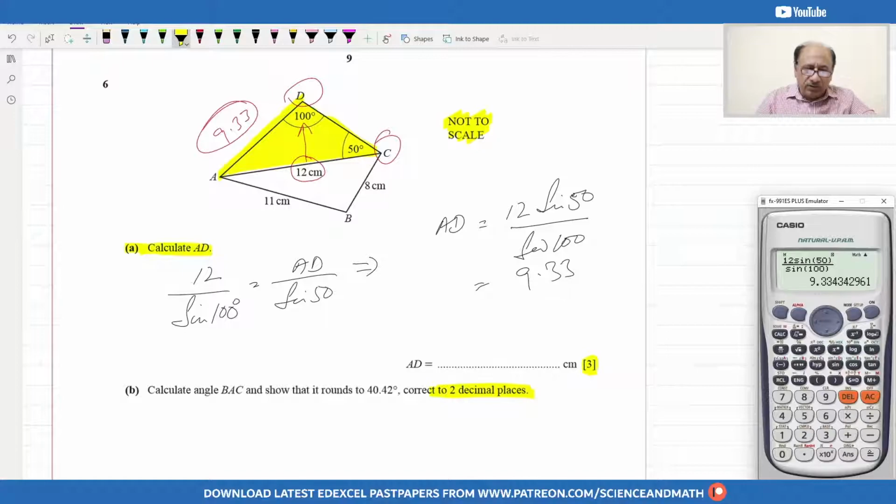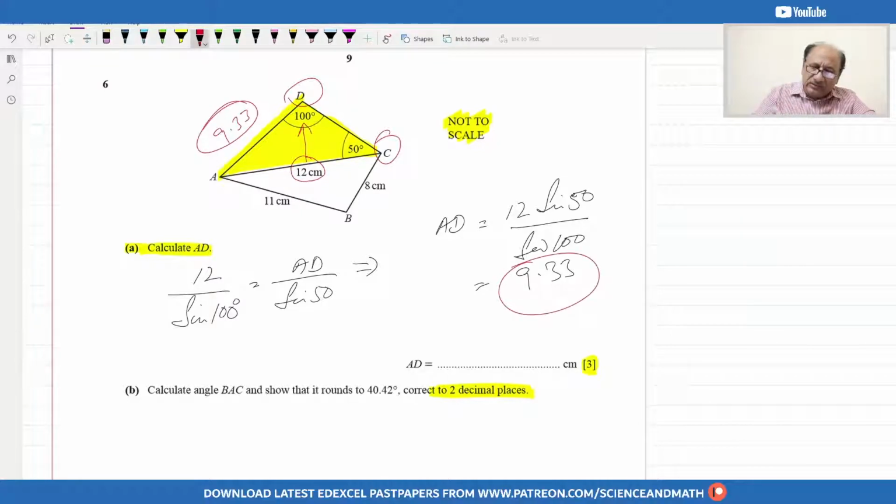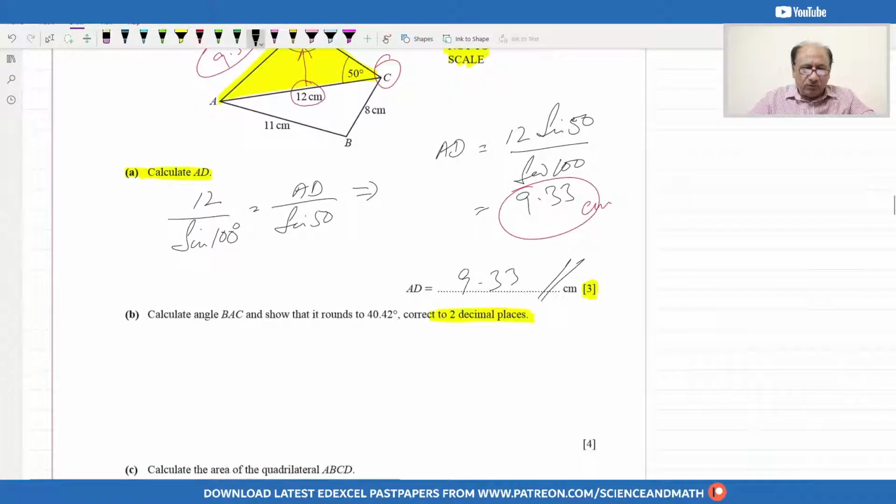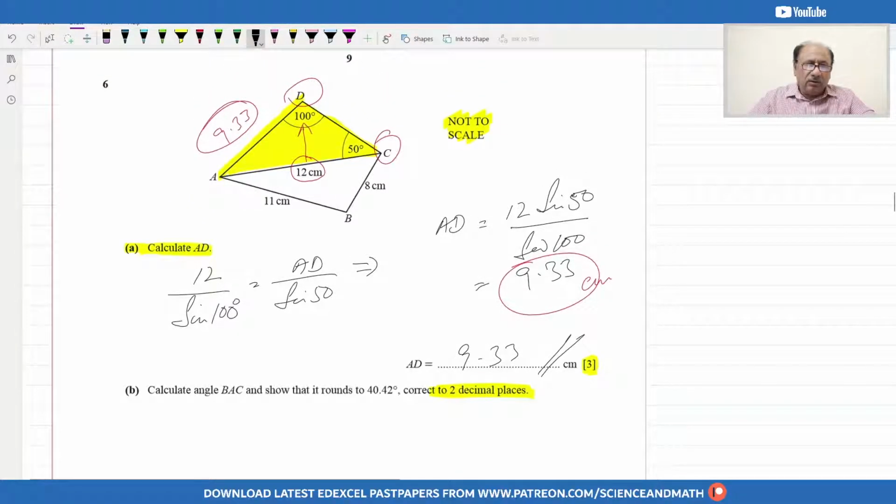If they have not mentioned it in the question, then the main instruction is that your answer should be in 3 significant figures, and it will be 9.33 according to the main instruction of the questioner. Because this question does not have specific instructions, that's why we are writing this one. I'm explaining each and everything from an examination point of view, so that you can secure each and every mark and you will not be losing anything.